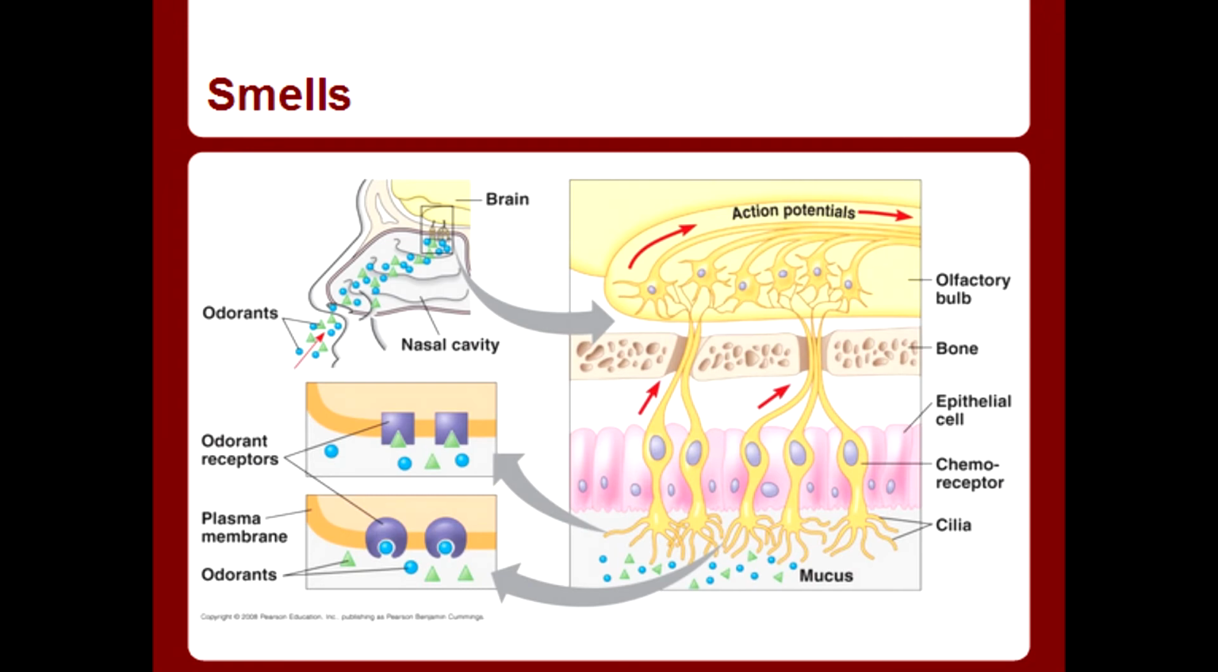Smells. When you smell something, there are odorants that go into your nose. Then there are odorant receptors which accept those odorants. The odorants also go into your nasal cavity. And there are cilia in your nose that make a signal to the chemoreceptors, which then go to your olfactory bulb. That's basically where it sends action potentials to the brain, allowing you to smell.